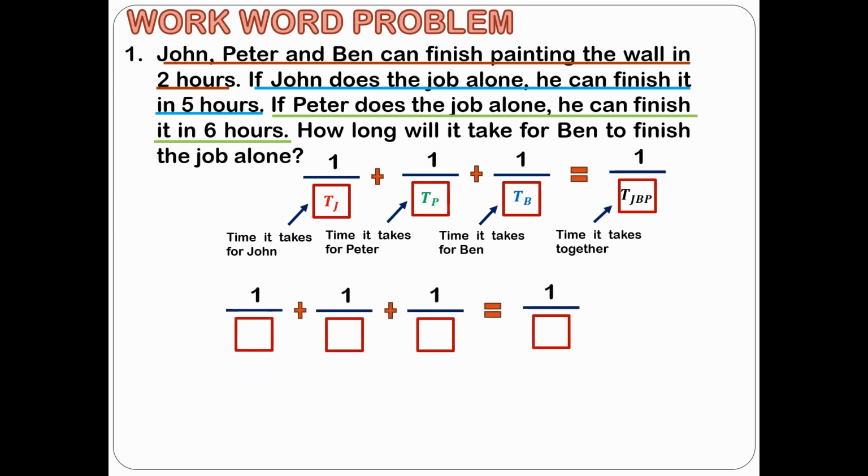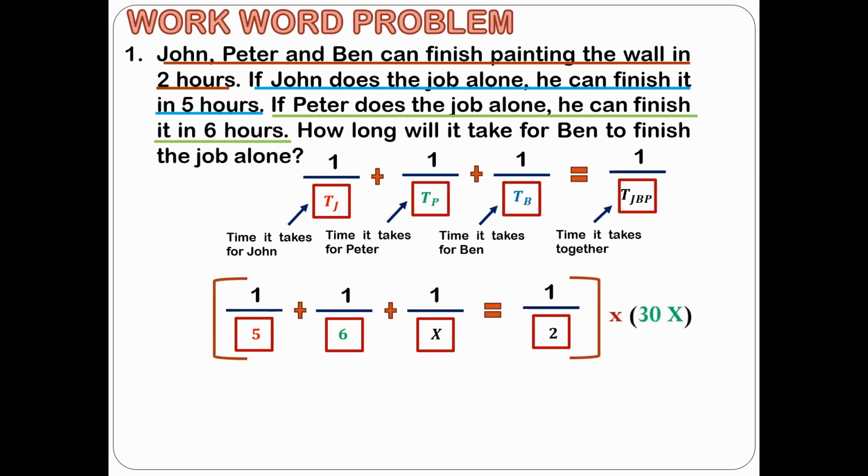Now let's solve the problem. The time of John to finish the job alone is 5 hours. For Peter is 6 hours, and for them to finish painting the wall together is 2 hours. The question is how long for Ben to finish the job alone. So we will call the time for Ben as x. To solve for x, we will get the least common multiple, or LCM, and then multiply it on both sides of the equation.